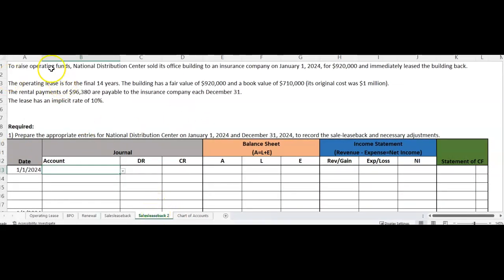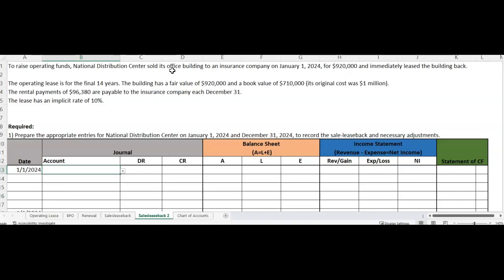To raise operating funds, National Distribution Center sold its office building to an insurance company on January 1st for $920,000 and immediately leased the building back. The operating lease, now that lets us know it's operating so we can follow, but again, the numbers in the last version just didn't make sense, is for the final 14 years. The building has a fair value of $920,000 and a book value of $710,000. Its original cost was $1 million.